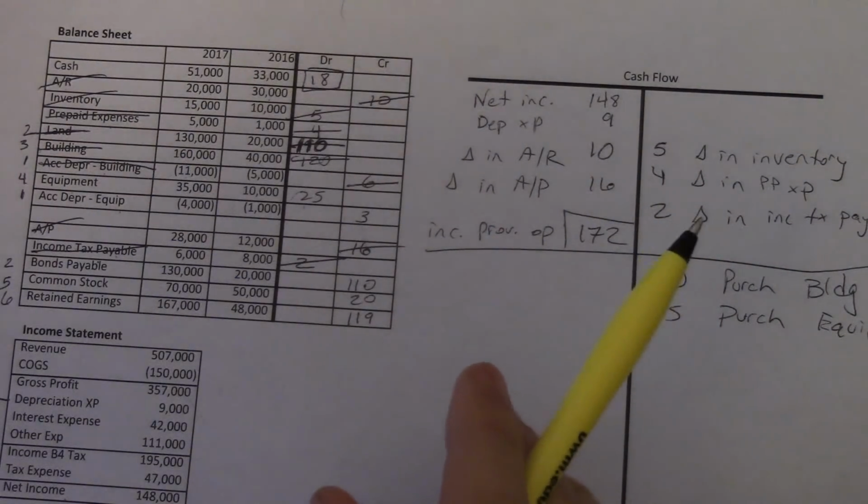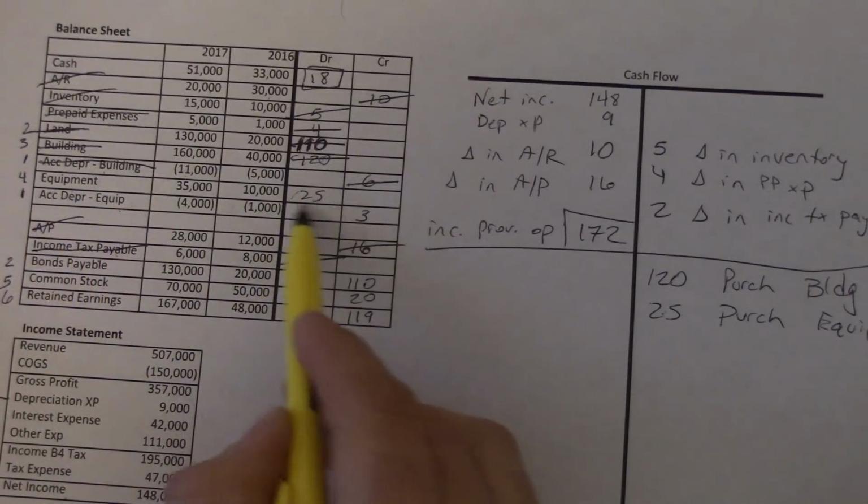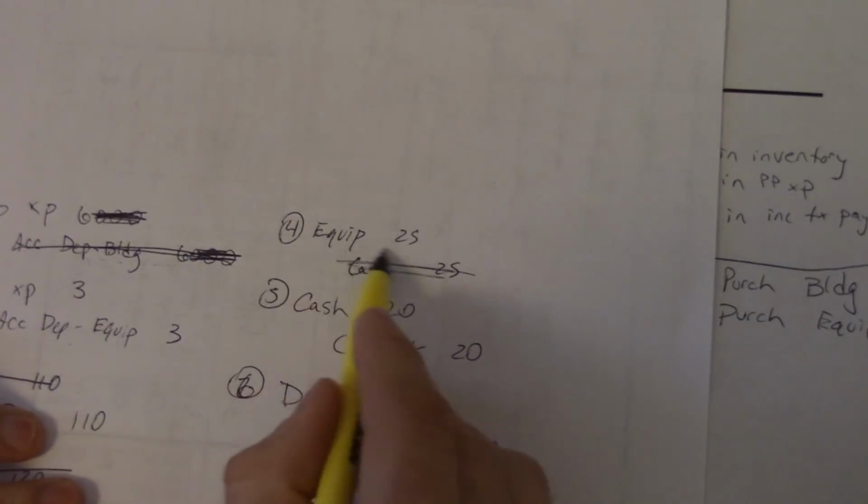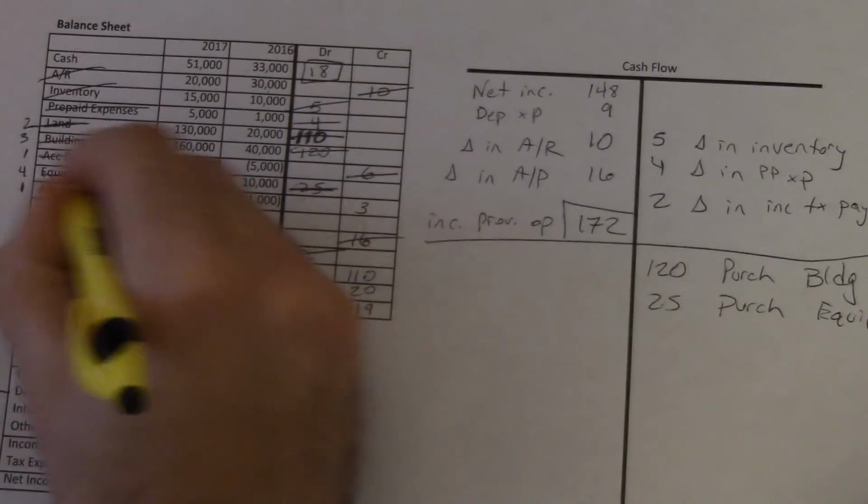So that's just a little explanation. Now, going back to the equipment, we've got a debit of 25 here. Let's try to explain that. Well, it's right here in number 4. Equipment has a debit of 25. That explains the equipment account.